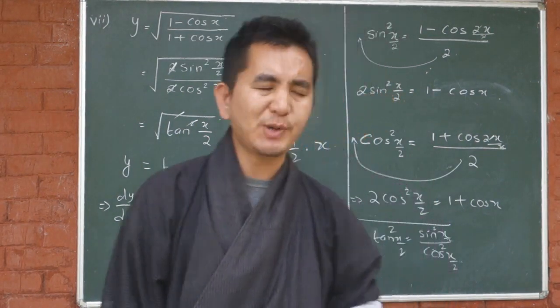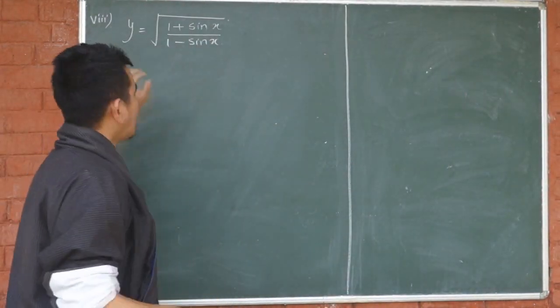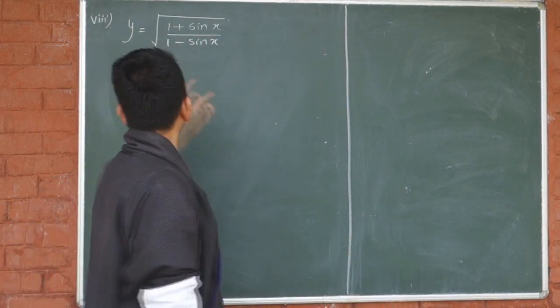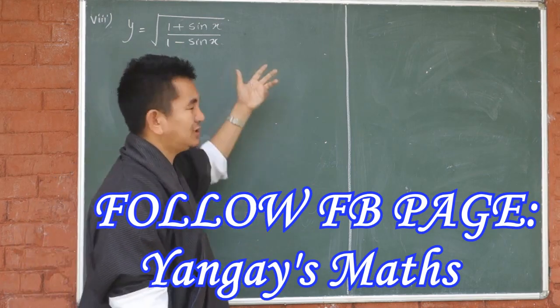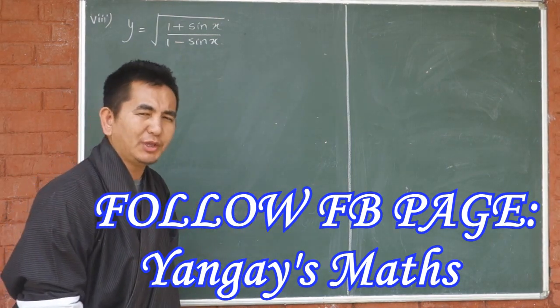I hope you understood this one. That's it for number 7. Okay, so now we'll go to Roman number 8. In this case, the previous question, number 7, and this looks similar. But in number 7, we can use the identity. But here you cannot use the identity. You cannot go with that method.